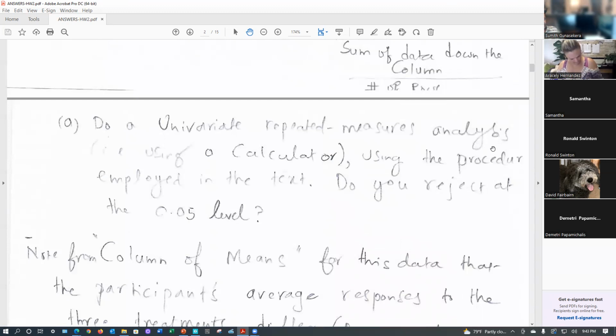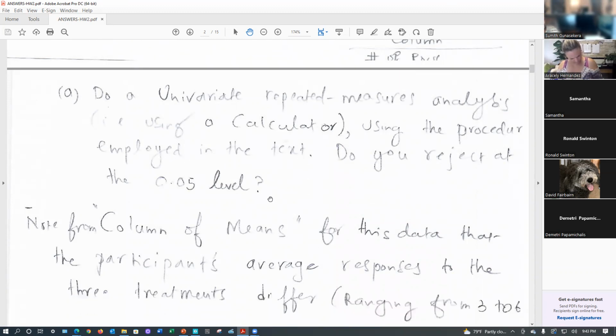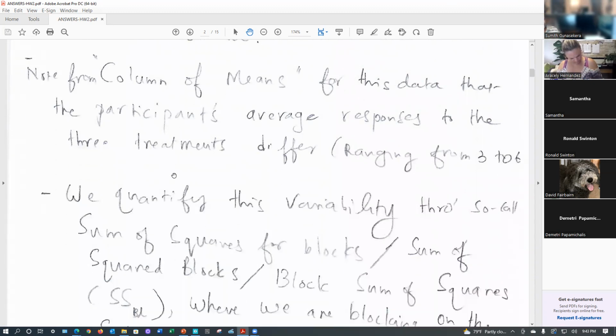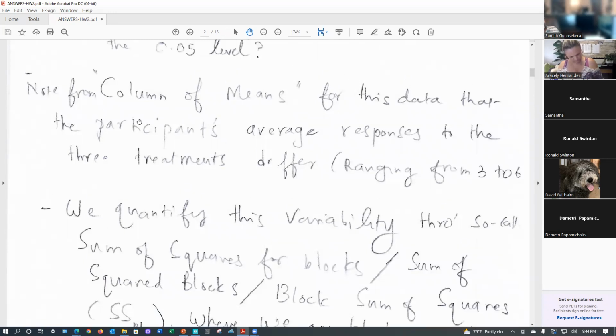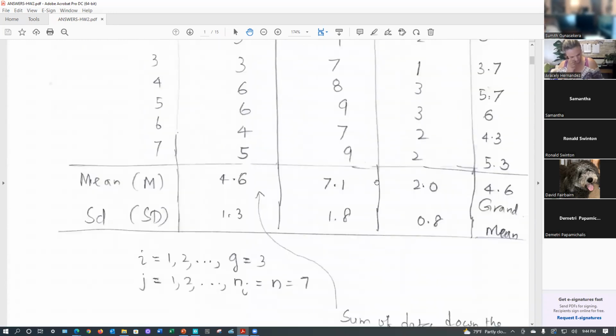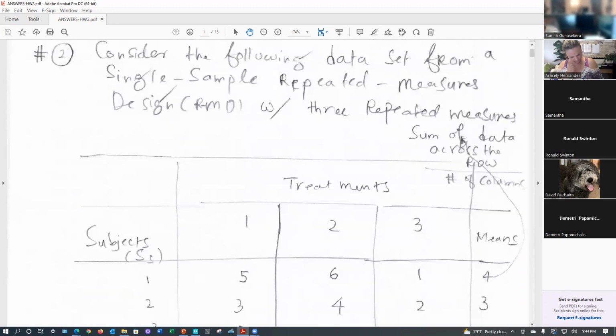Do a univariate repeated measures analysis using the procedure employed in the text. Do you reject at the 0.05 level? Here is what we're going to do. See the column means, this one, from this means column.